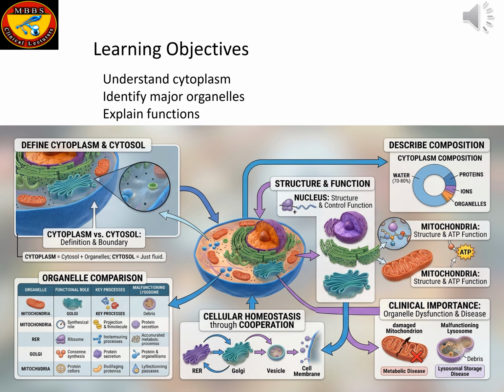Learning objectives. After today's lecture, students should be able to define cytoplasm and cytosol. Describe the composition of cytoplasm. Explain the structure and function of each cell organelle. Compare different organelles according to their roles. Understand how organelles cooperate to maintain cellular homeostasis. Recognize the clinical importance of organelle dysfunction. These objectives provide the foundation for understanding physiology, histology, pathology, genetics, and molecular biology.